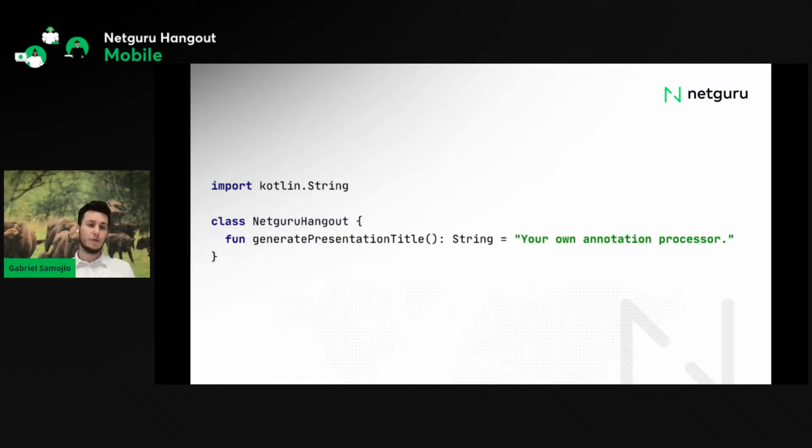We have class which name is Netguru Hangout, so it's pretty correct. I wanted to have this prefix being included just before the original class name, so that's nice. We have one method called generate presentation title, which is exactly what I wanted to have. It returns string with value your own annotation processor. So it looks like it works, right? It's exactly what we wanted to achieve.